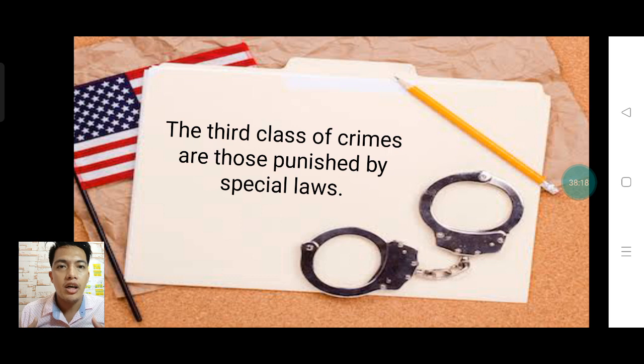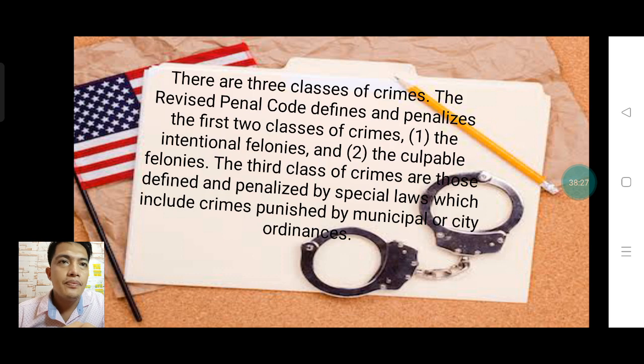I already discussed this on the topic on mala in se versus mala prohibita. So, as a whole, there are three classes of crimes. The Revised Penal Code defines and penalizes the first two classes, the intentional felonies and the culpable felonies. And the third class of crimes are those defined and penalized by special law, which include crimes punished by municipal or city ordinance. So, I hope you understand more about the definition of felony, including its requisites, and also the difference between intentional felonies and culpable felonies.